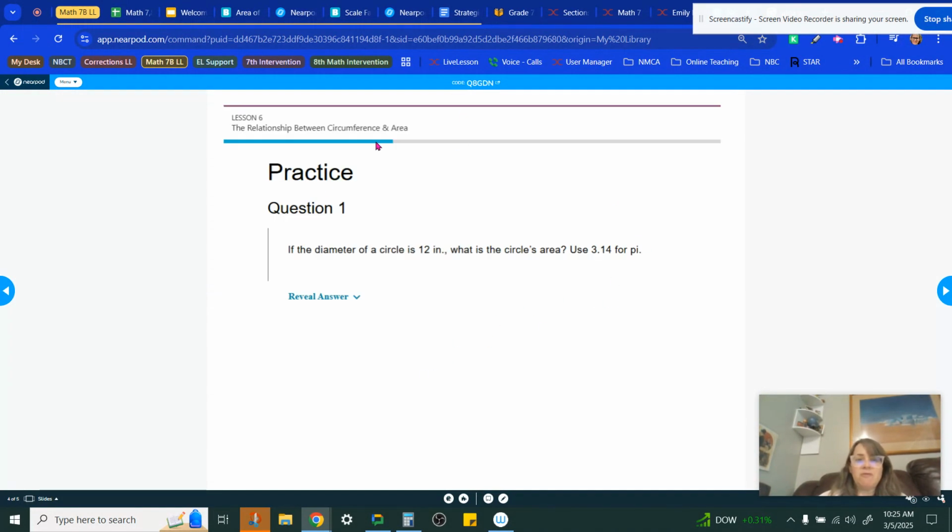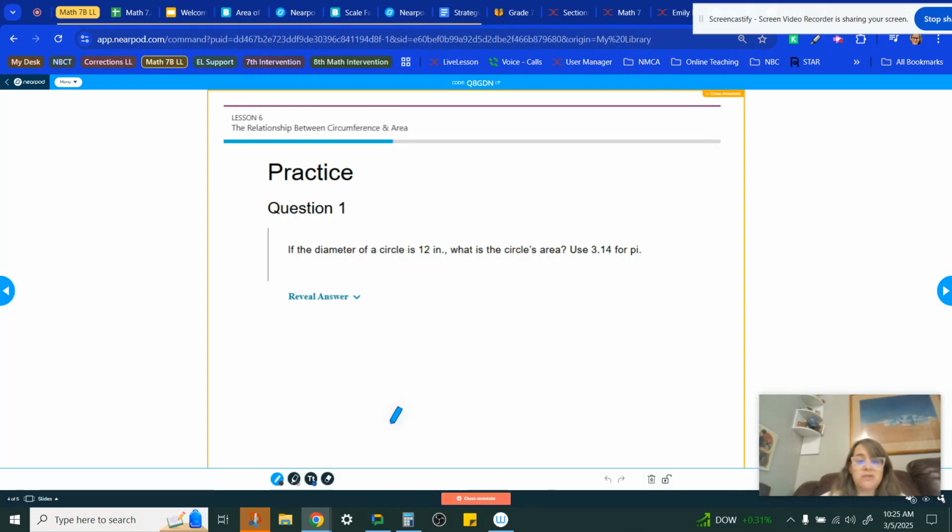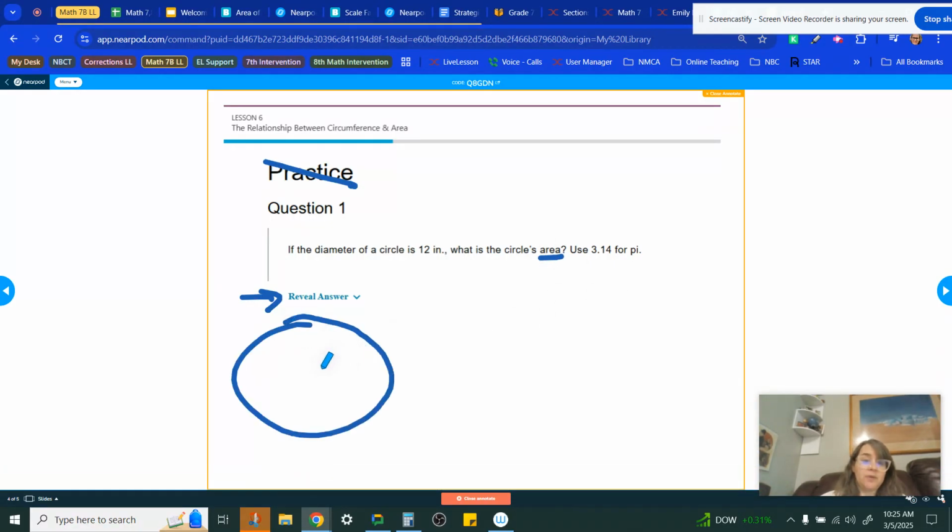So here's a problem from in the lesson. This is not from your practice. This is just a practice problem. Your lessons have practice problems and then they let you reveal answer. So I always recommend you do the problem yourself first and then click reveal answer. If the diameter of a circle is 12 inches, what is the circle's area? Use 3.14 for pi.